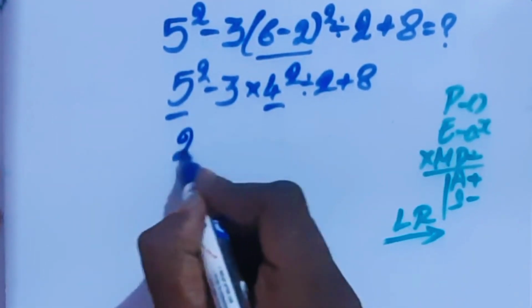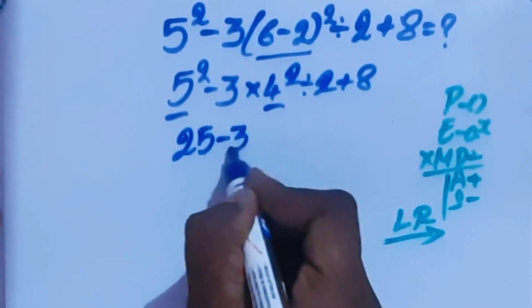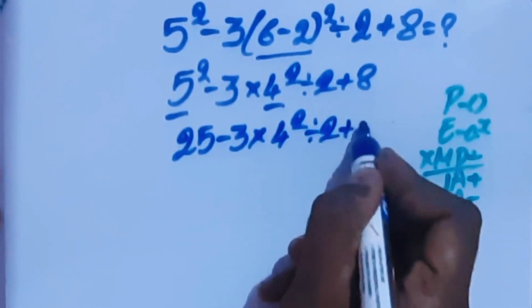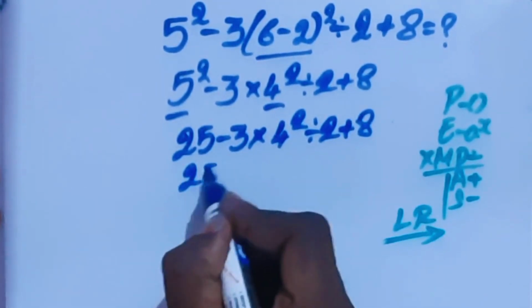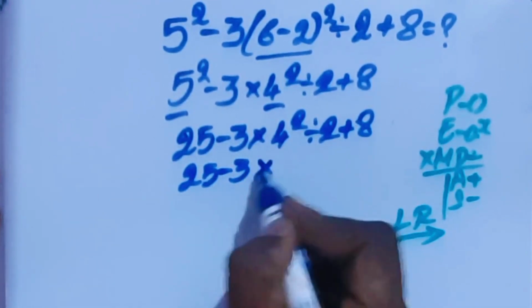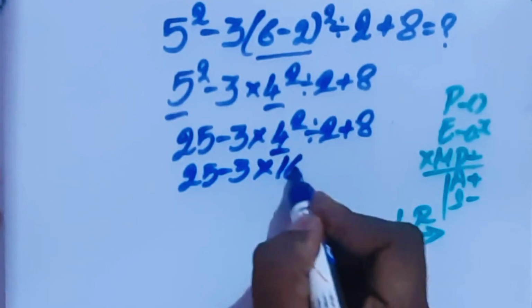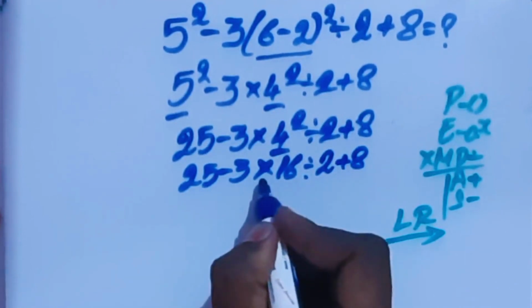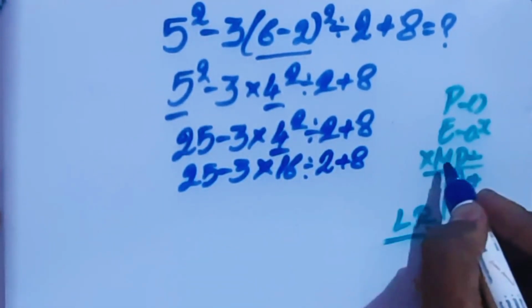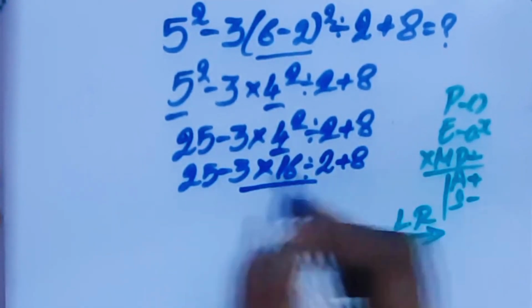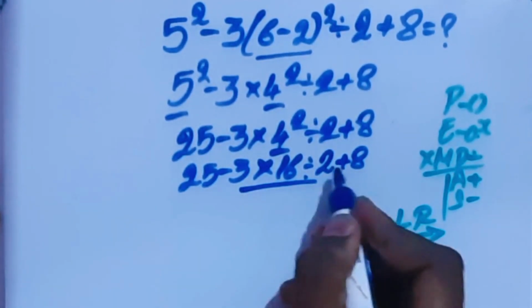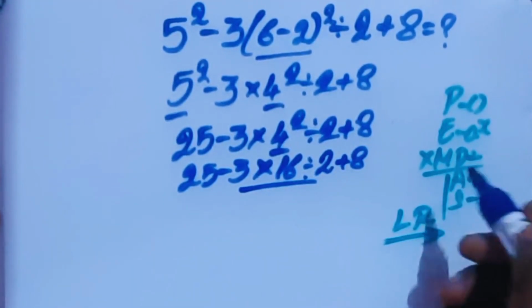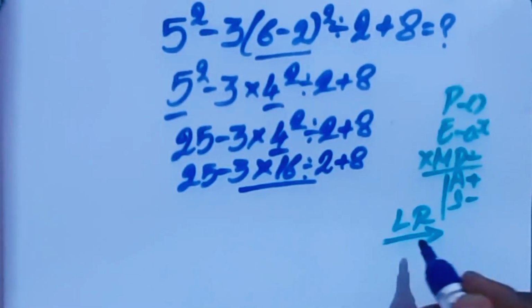So 5 square is 25 minus 3 times 4 square divided by 2 plus 8. Here 25 minus 3 times 4 square is 16 divided by 2 plus 8. Here we have subtraction, multiplication, division and addition. Here multiplication divisions are higher priority than this addition and subtraction. So we have to do this multiplication division before this addition and subtraction. Here multiplication divisions are equal priority. For this equal priority we have introduced this left to right rule.